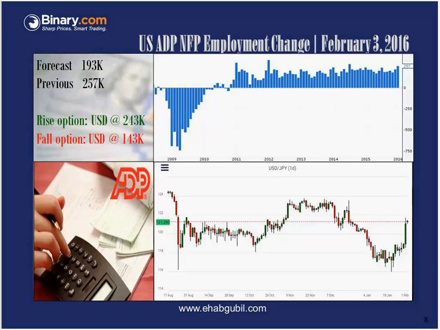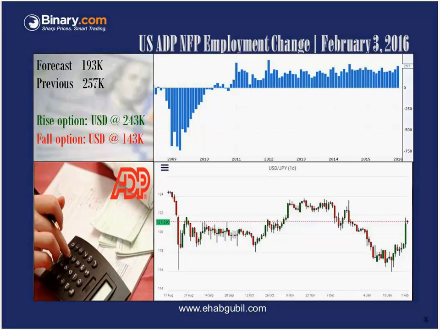If we get 243,000 or better, I would be looking to make a rise option on the US dollar against a weak currency. So we will make a rise option at 243 or higher, because like this it hits the deviation number of 50,000 new jobs.